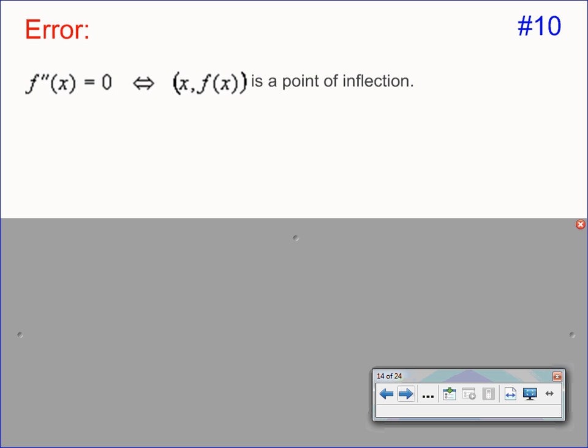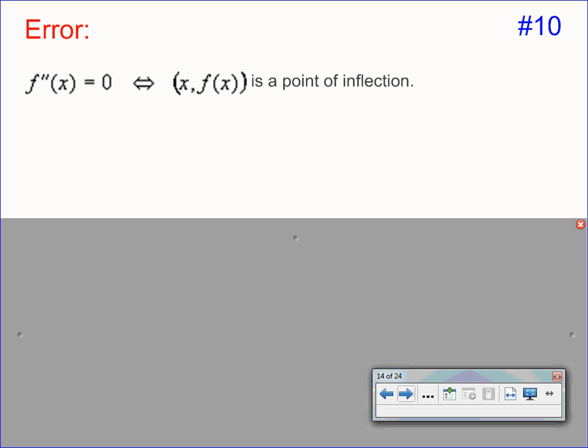Here we go. Number 10. F double prime of x equals 0 if and only if x comma f of x is a point of inflection. So what we're going to do is we're going to go through and we're going to fix each one of these errors, right? You're not going to be a statistic. You're not going to be one of these top 10 student errors. I know it.